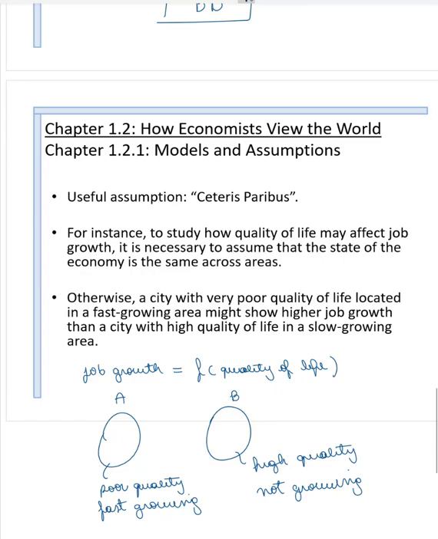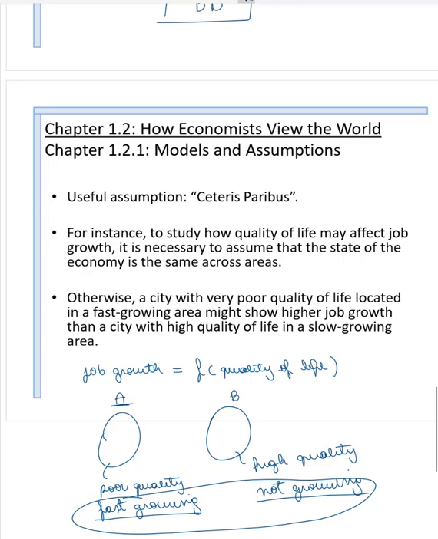Then it may be the case that a lot of jobs are being created in region A, but it's because the economy is fast growing, not because of the poor quality of life. On the other hand, in region B, it may be the case that there is no job creation, but that's because the economy is not growing, not because of the high quality of life. If you ignore this part, you may come up with the conclusion that poor quality of life promotes job growth. But that's not the case at all. What's going on here is that the economy is growing. That's why the number of jobs is growing. It's not because the quality of life is poor.